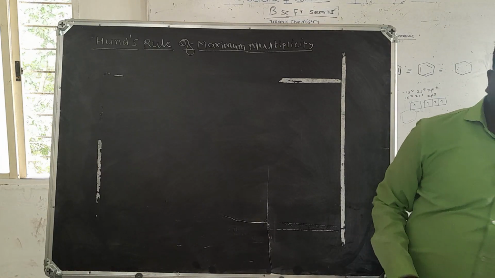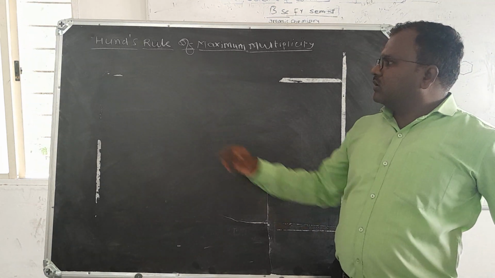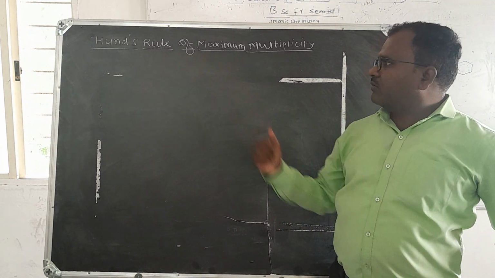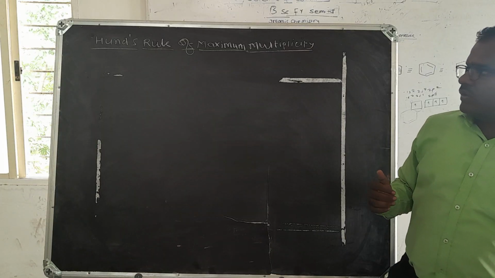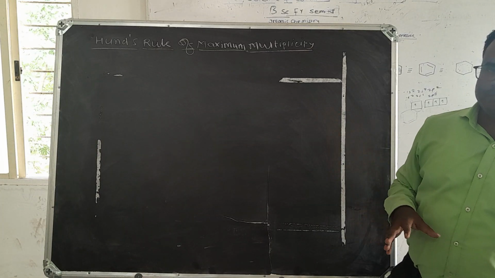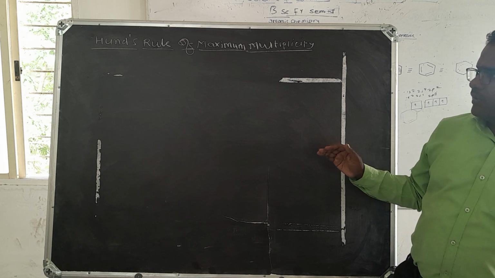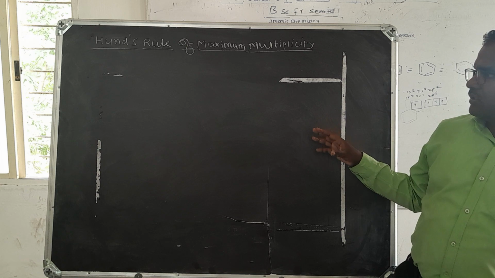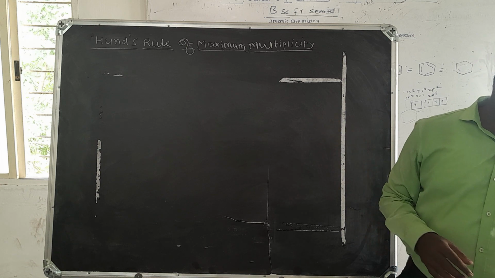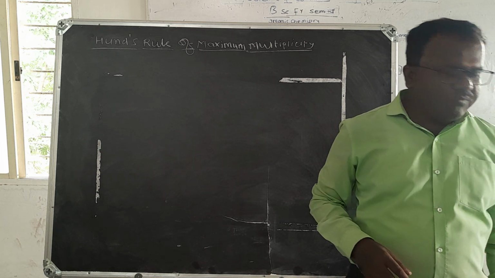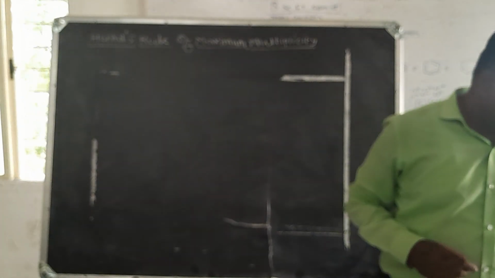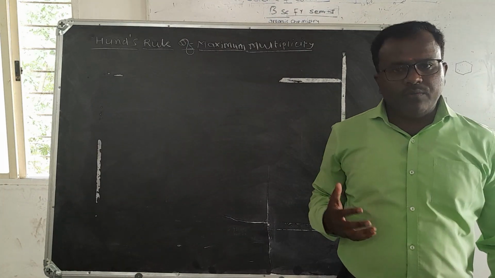Hund is the name of the scientist, and this is the rule of maximum multiplicity. According to him, this rule states how to fill up the electrons in the orbitals. That is the filling of electrons.